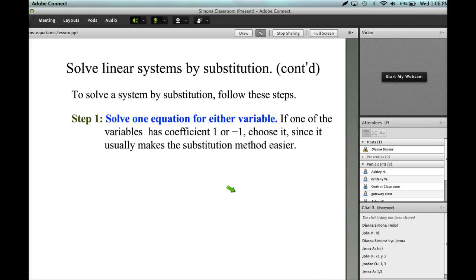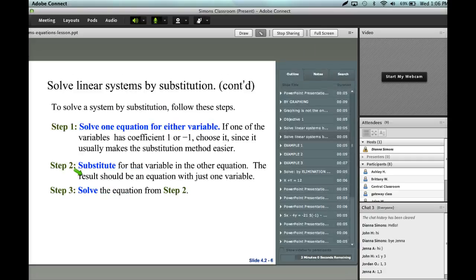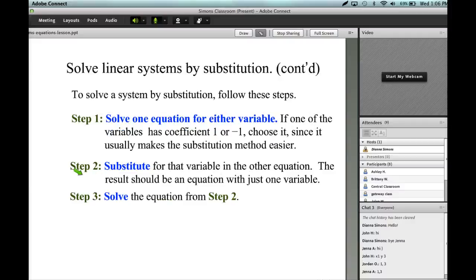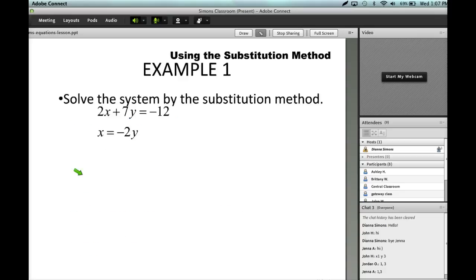So you solve for one of the variables, then substitute that into the other equation. Then you solve the equation that you substituted into. Then you find your answer, substitute back, and check your answers.